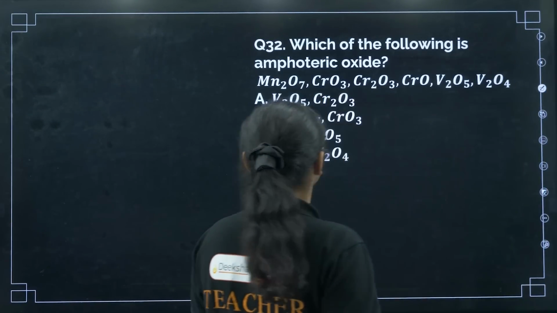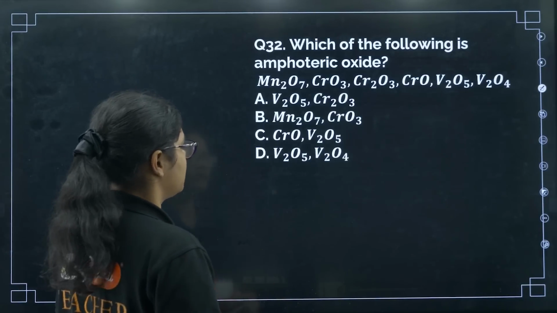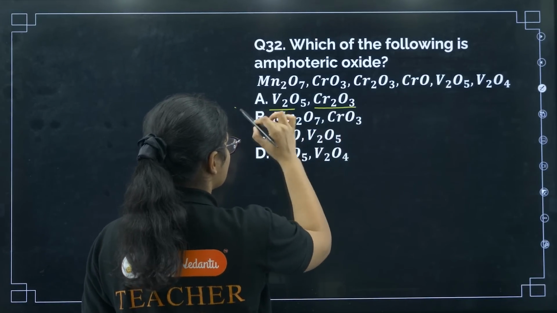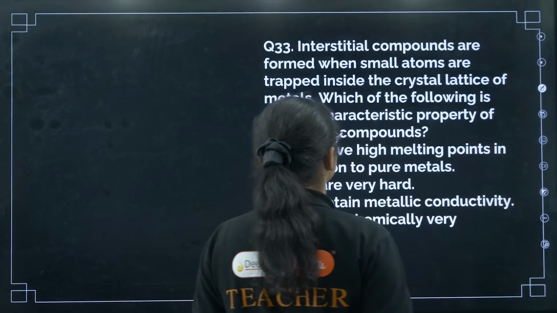Next, we have question number 32. Which of the following oxides is amphoteric in nature? So here we have V2O5 and Cr2O3, option number A. So it is a direct theoretical based question, so you should remember the examples.